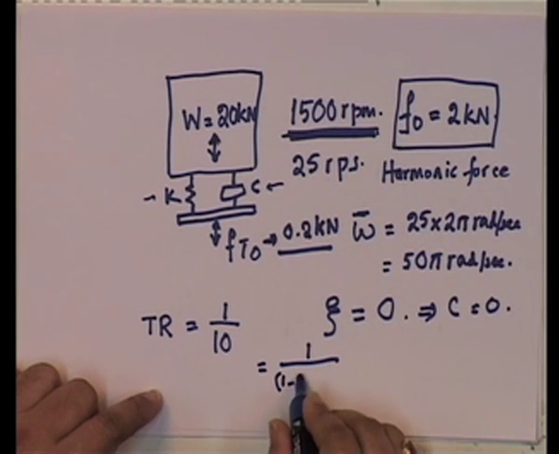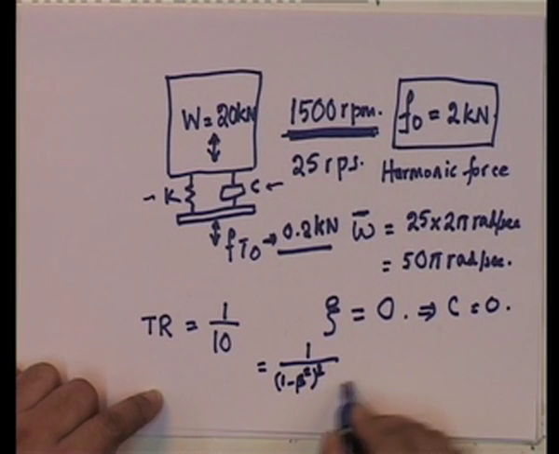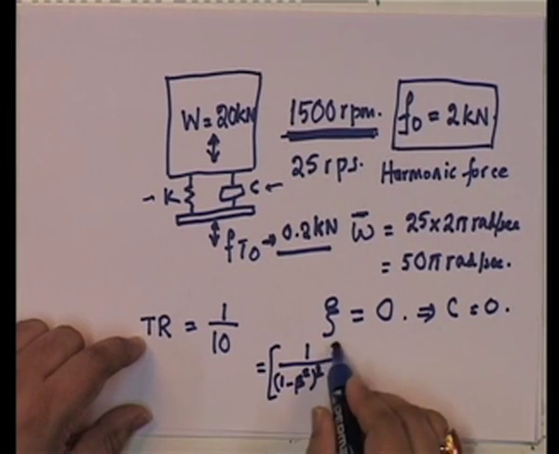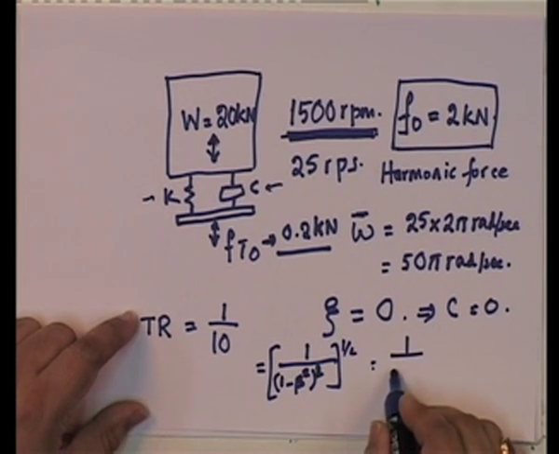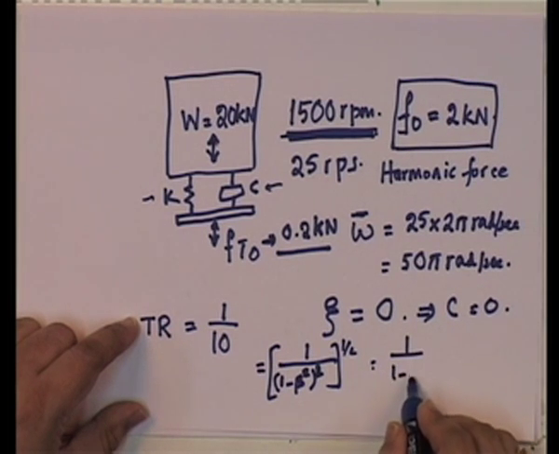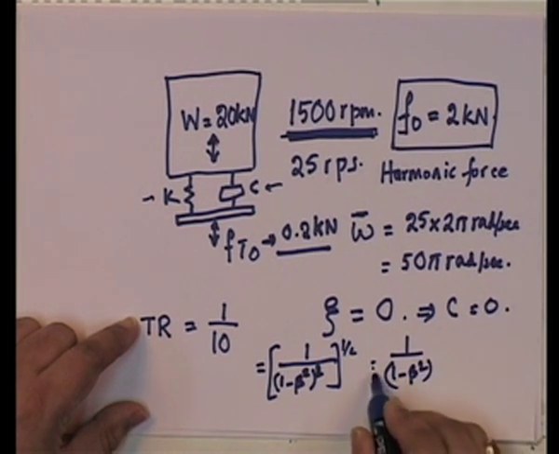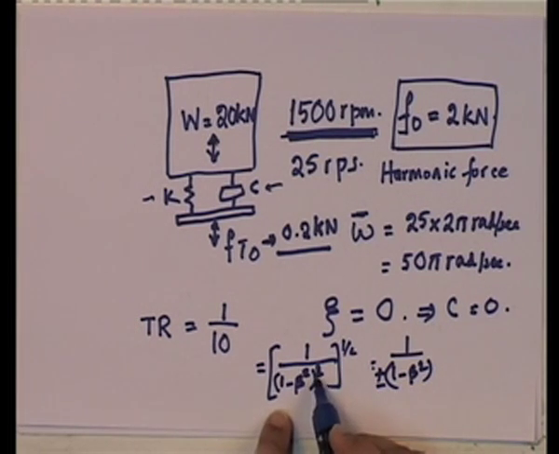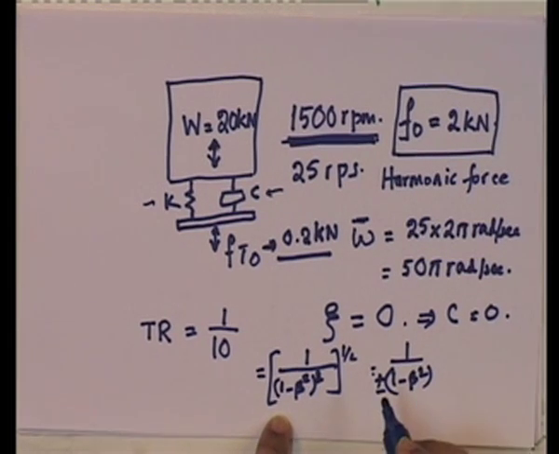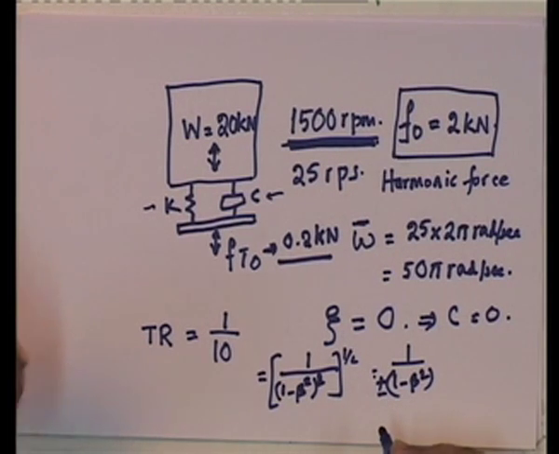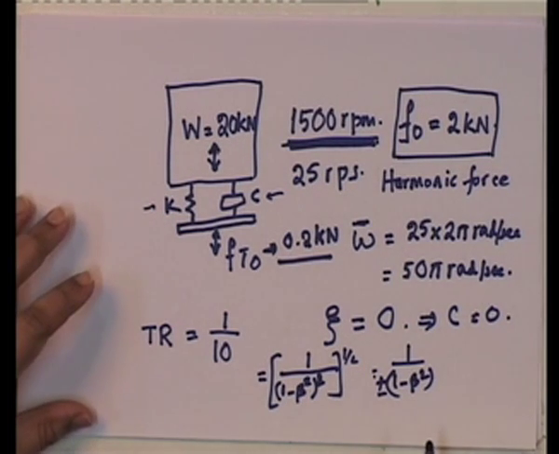Then we have 1 minus beta squared plus 2 xi beta, that disappears. This is a square root, so this becomes 1 upon 1 minus beta squared, plus or minus. Remember that when you square and then take the square root, the root is not necessarily 1 minus beta squared. It is plus or minus 1 minus beta squared, whichever value is needed to get a realistic picture.